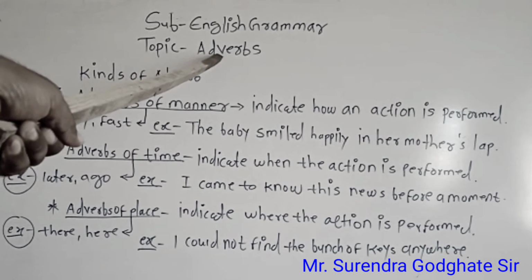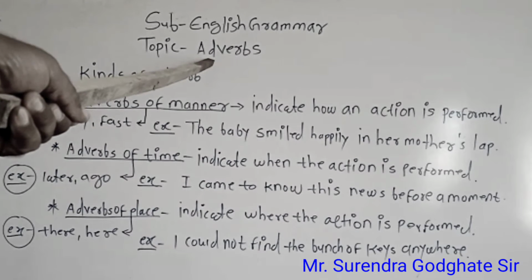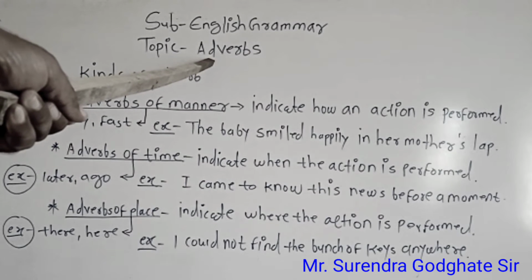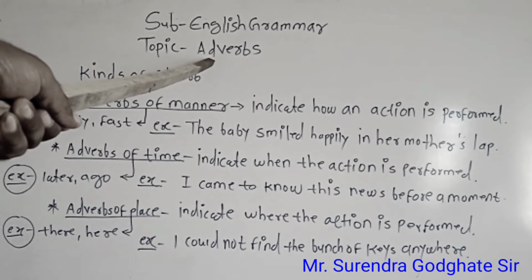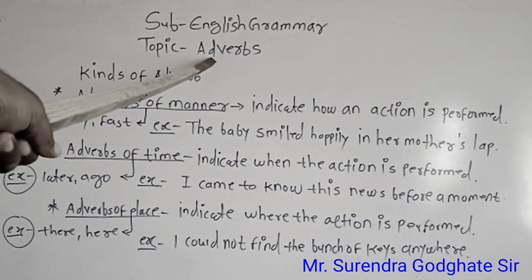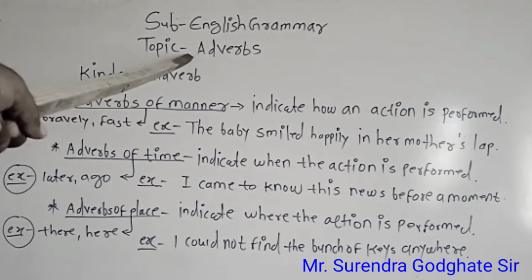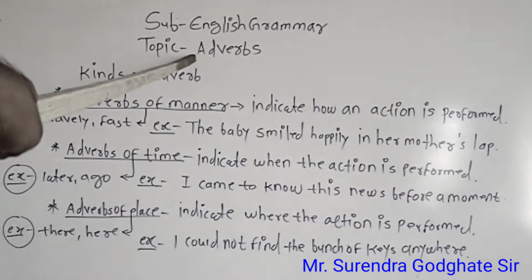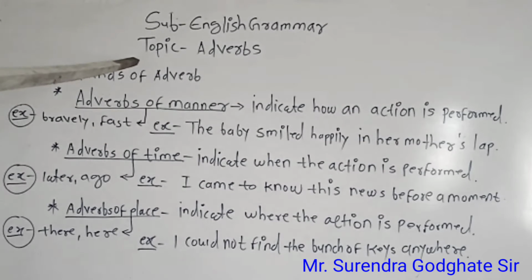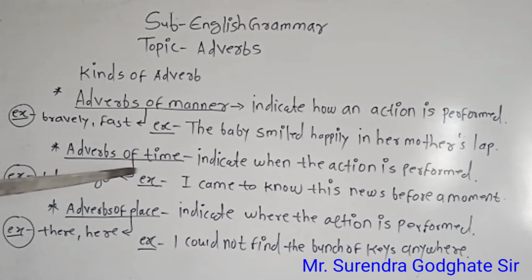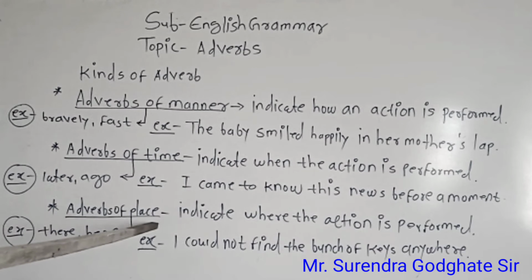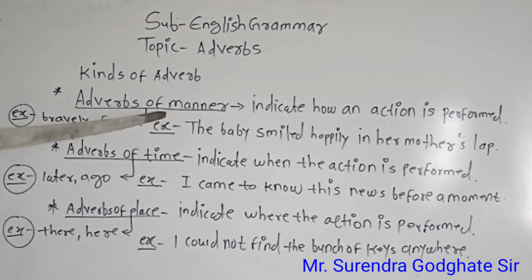adverb in a sentence. Students, an adverb is a word that modifies a verb, an adjective, or another adverb in a sentence. So students, there are some kinds of adverbs written on the board. Here we can see adverbs of manner, then adverbs of time, then adverbs of place. First we will take adverbs of manner.